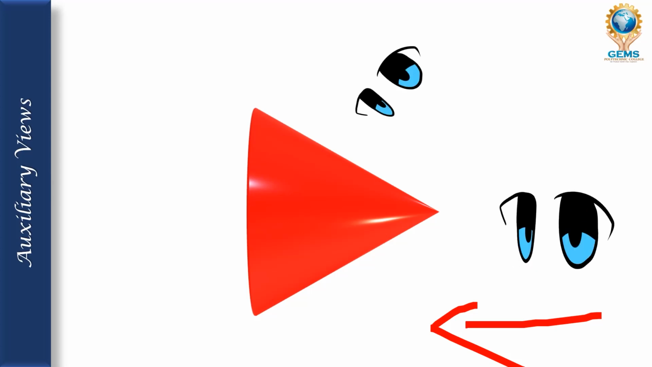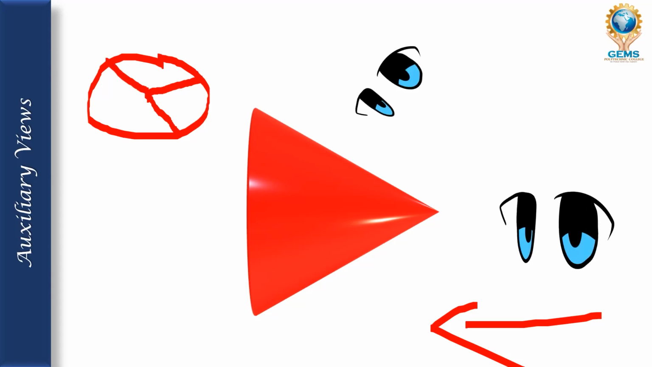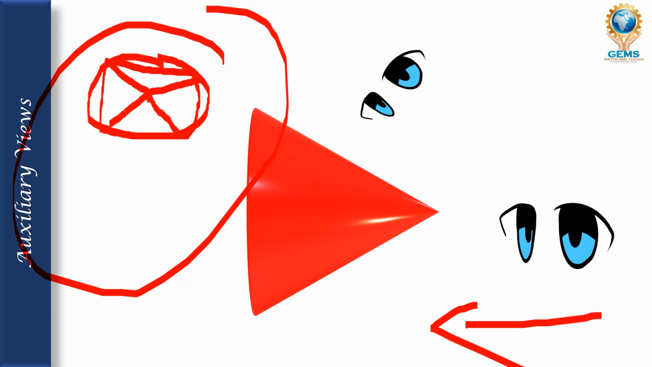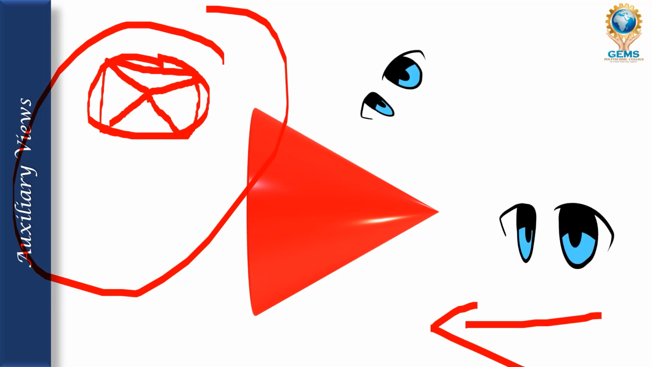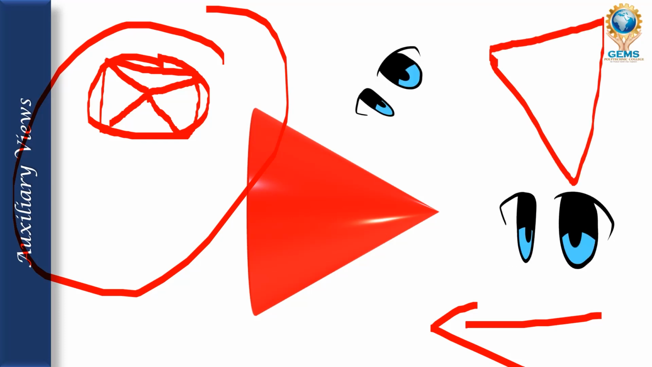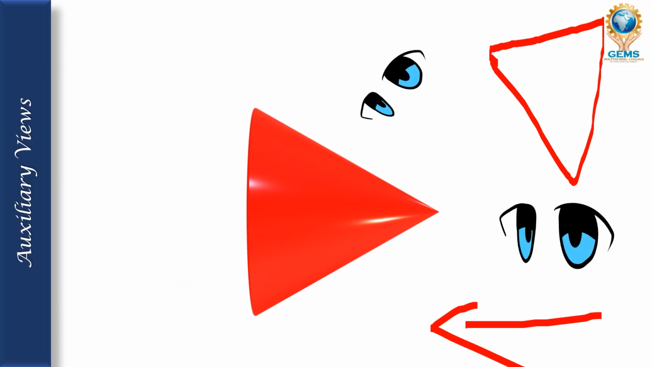Got it? So now if I see from the front, it will look like a circle, center point, and connecting lines. It will look like this. This is the front view. And now the top view: if I see from the top, I can see a rectangle. That's all, I can see a rectangle. These are the shapes which we are going to draw in the drawings.